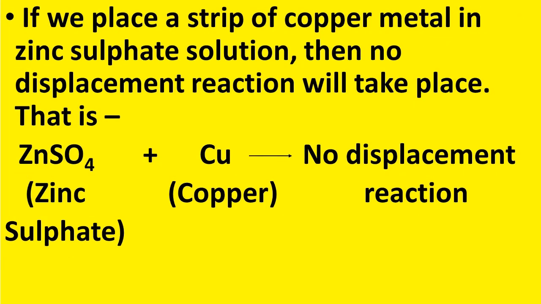Now let us see whether the reverse reaction takes place. That is, if we place a strip of copper metal in the zinc sulfate solution, then what will happen? Here we can see that if we place a strip of copper metal in the zinc sulfate solution, then no displacement reaction takes place. That is, ZnSO4 plus Cu gives no displacement reaction. There will be no change in color. So what we can say? Zinc, which is a more reactive metal, can displace copper, but copper cannot displace zinc from its salt solution.